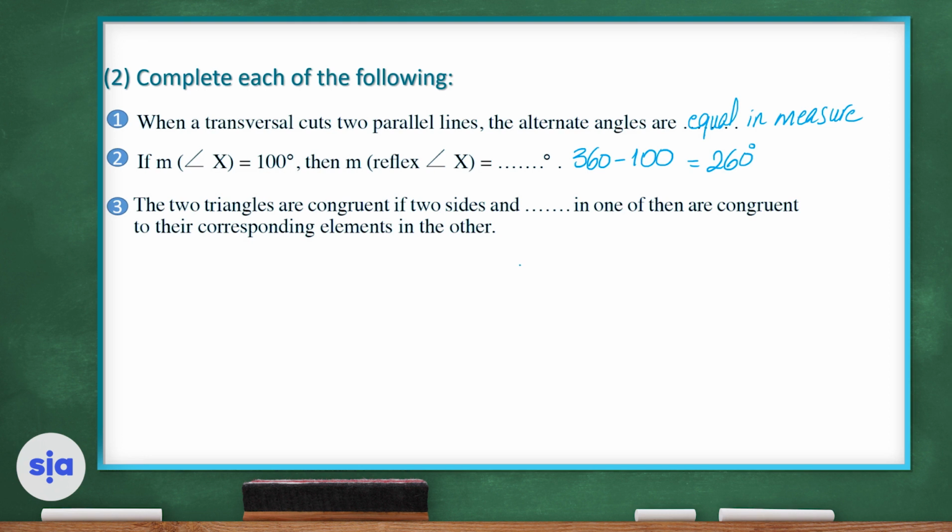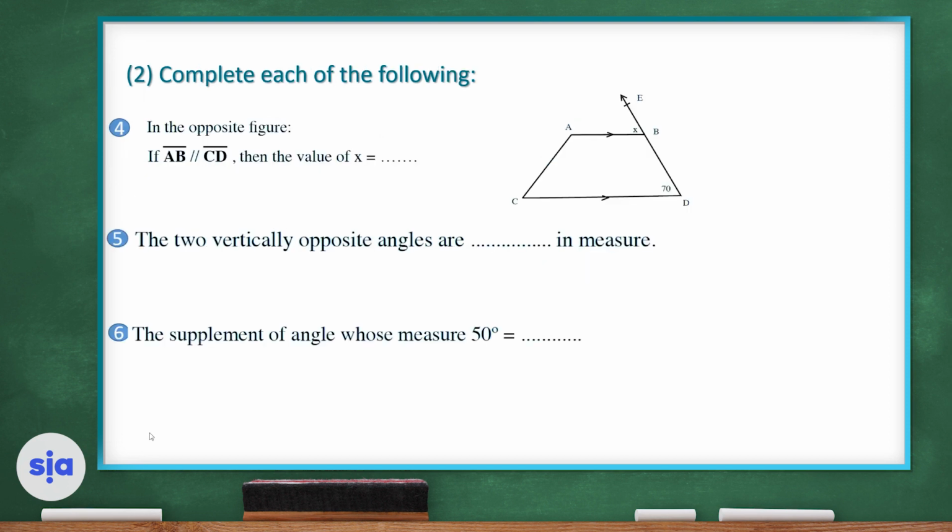Question 3: the two triangles are congruent if two sides and the included angle in one of them are congruent to the corresponding elements in the other. Question 4: in the opposite figure, if AB is parallel to CD, then the value of X is what? As you can see, X and angle D are corresponding angles, so X is 70 degrees.